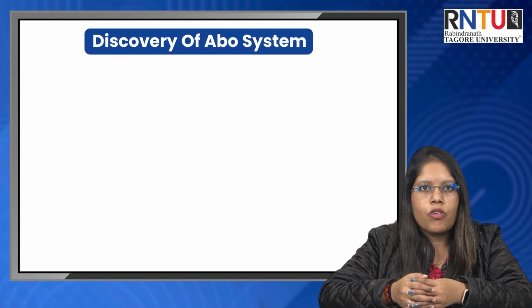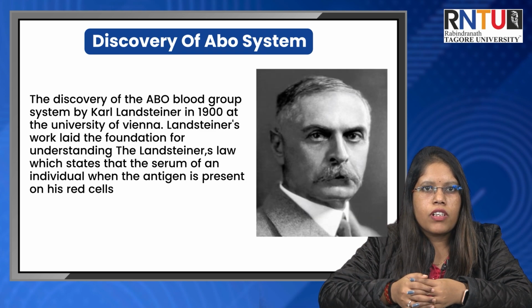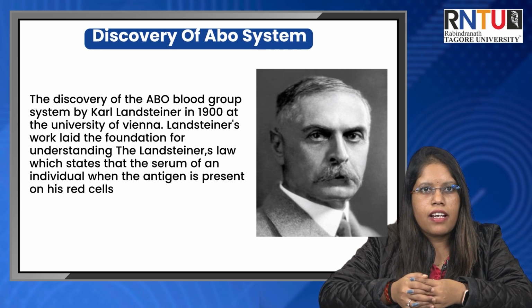Discovery of blood group system. The ABO blood group system was discovered by Carl Landsteiner in 1900 at the University of Vienna. Landsteiner's work laid the foundation of understanding the Landsteiner law, which states that the serum of an individual does not contain antibodies against the antigen that is present on his red cells.